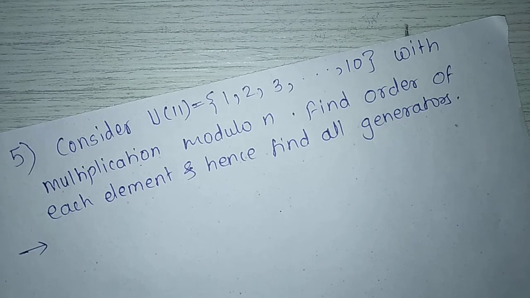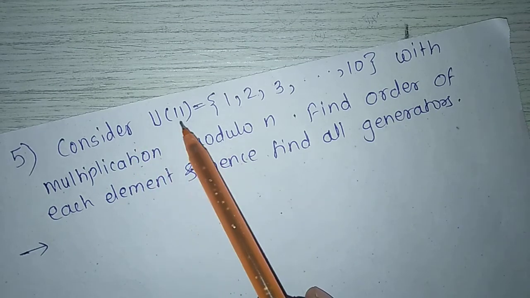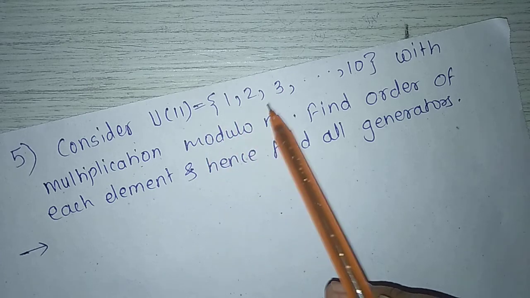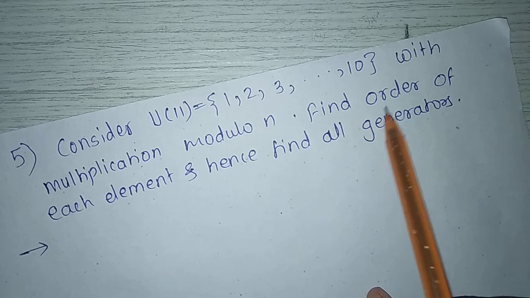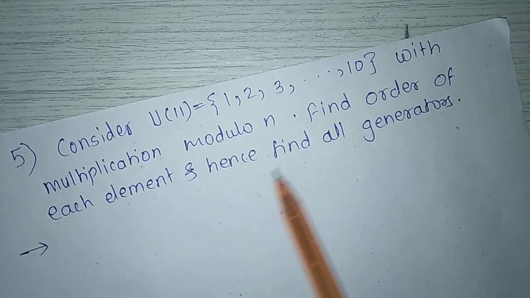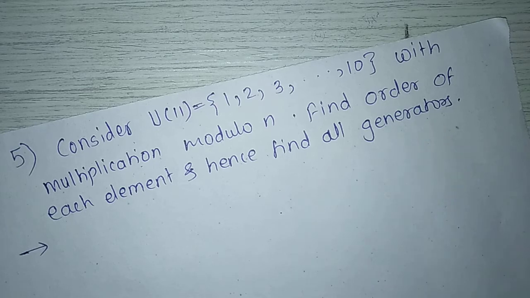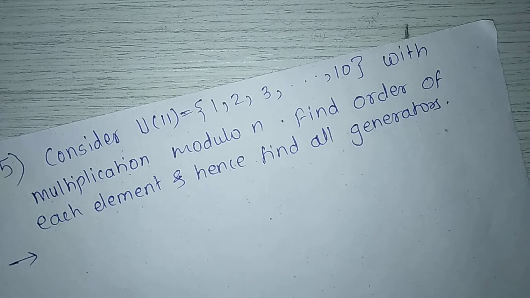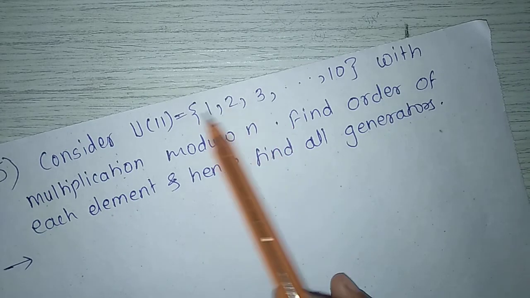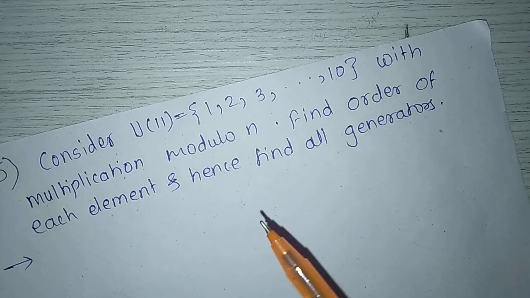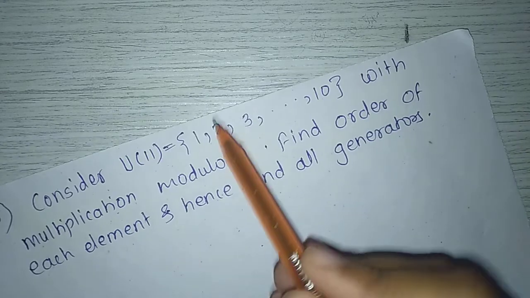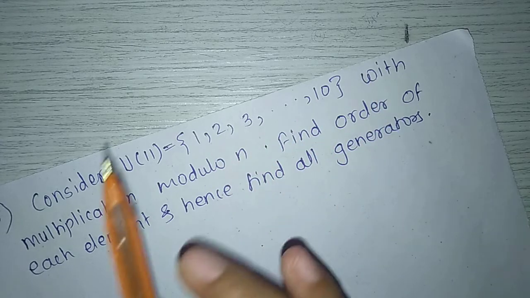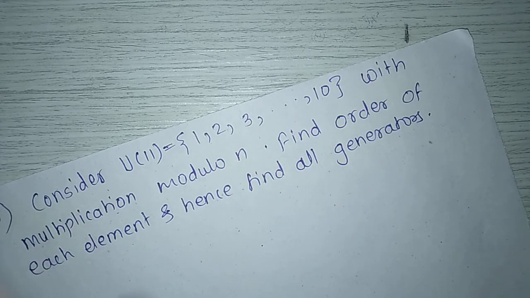Hello students. Next example, consider U(11) equal to {1, 2, 3, and so on up to 10} with multiplication modulo n. Find the order of each element and hence find all generators. U(n) means nothing but the set of the numbers which are less than 11 and which are relatively prime with 11. Here 1, 2, 3 and so on up to 10 are relatively prime with 11. Here n is 11.